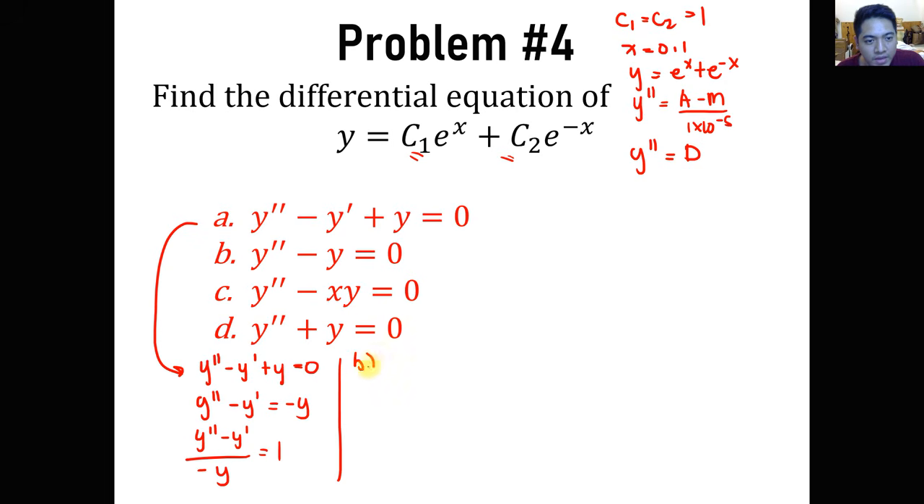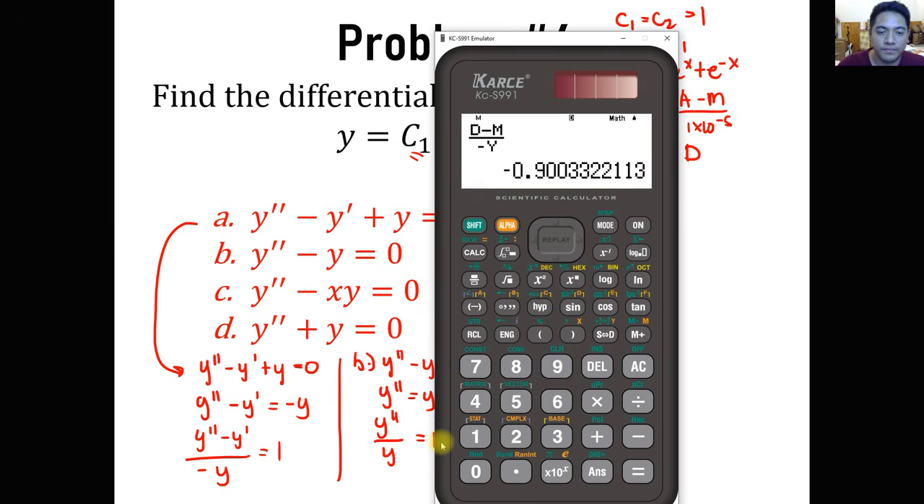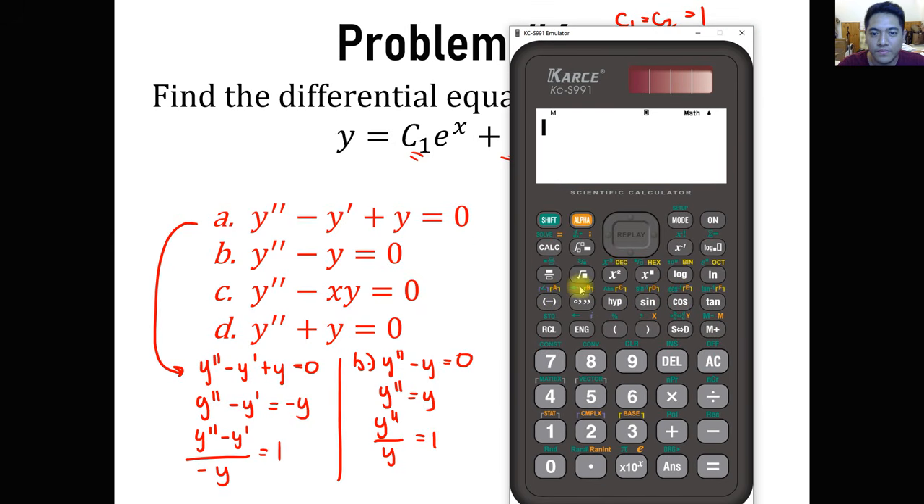For letter B, we have y double prime minus y equals 0. So that would be y double prime equals y. Y double prime all over y equals 1. Alright. So we now have y double prime, which is D, or the second derivative, all over alpha Y. Okay? This is equal to 1. That's the answer. This is approximately equal to 1.